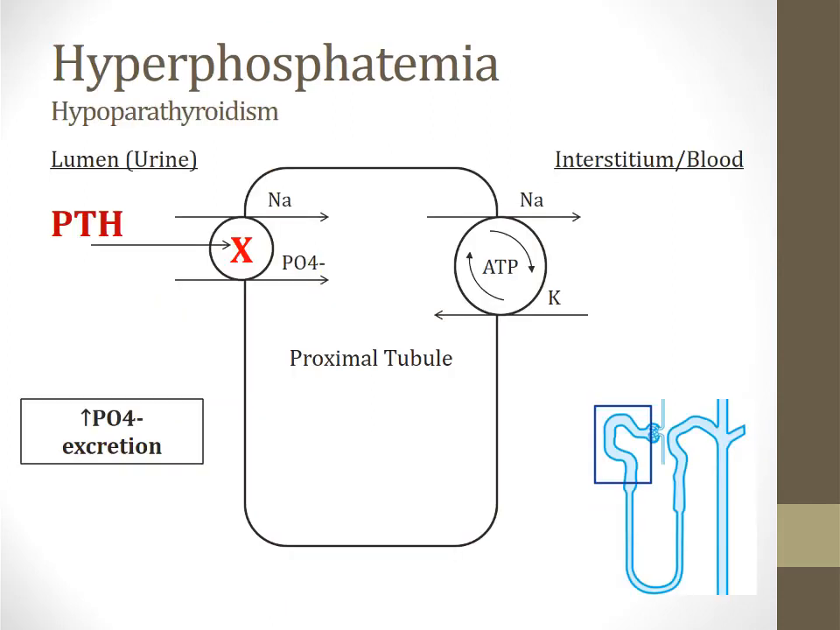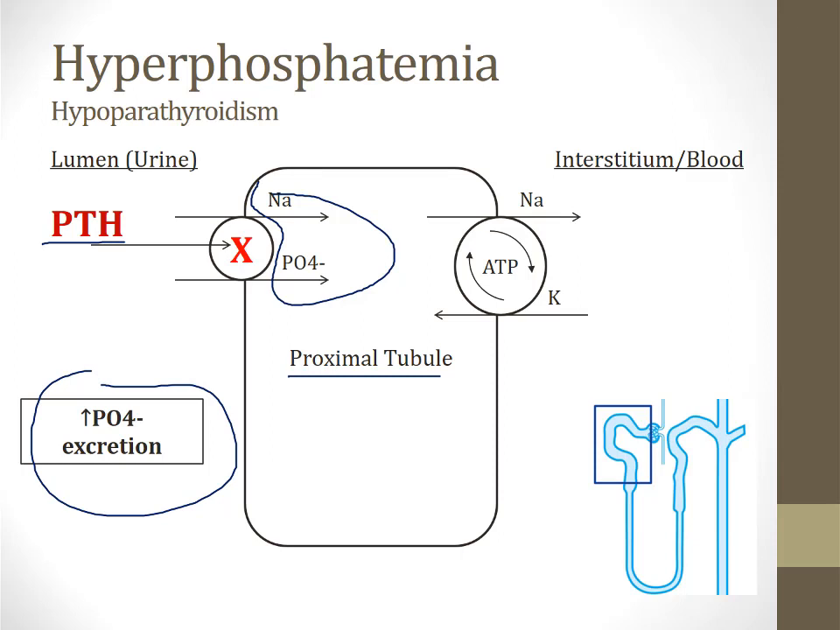In that video, I talk about how cells in the proximal tubule have a cotransporter for sodium and phosphate, and this cotransporter is inhibited by parathyroid hormone, and that leads to increased phosphate excretion. So if you have low parathyroid hormone levels, this transporter will be more active, you will reabsorb more phosphate, and you will develop hyperphosphatemia in the setting of hypoparathyroidism. The opposite happens in the setting of hyperparathyroidism.